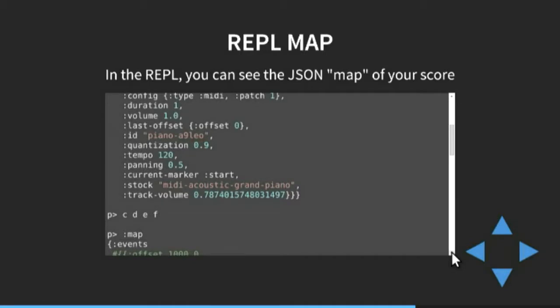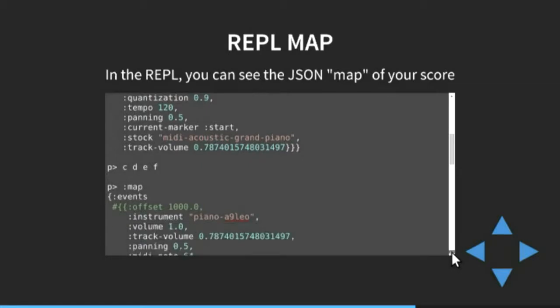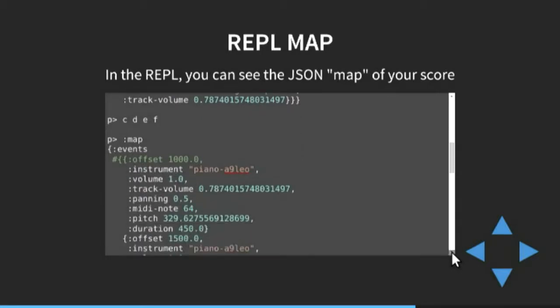All right, now I'll put some notes in. Play C, D, E, F, so it will play the notes back so I know what I've typed in. Then ask it what the map looks like. And because it's JSON, we're going to go on for ages here. Yes, there are now some events.